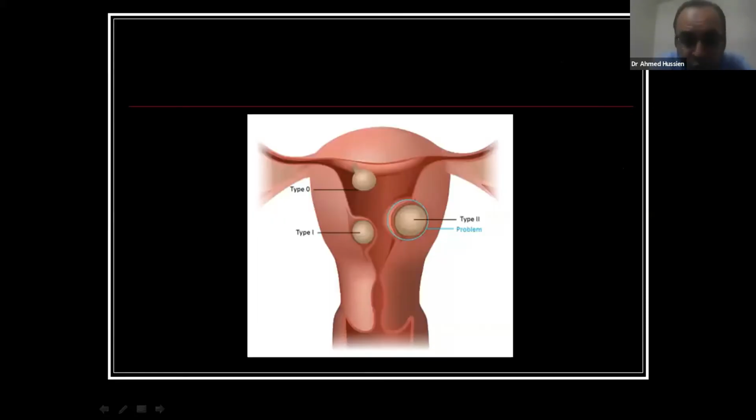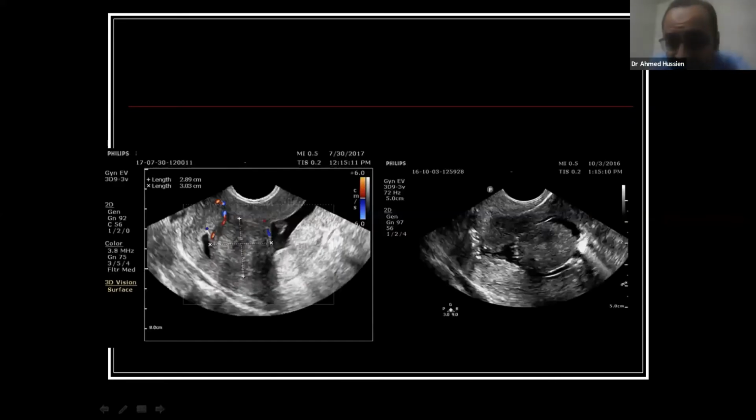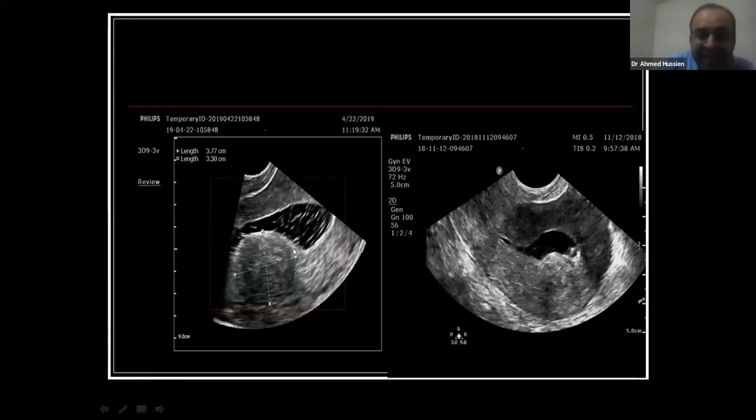When you diagnose submucous myoma, you should know the type of submucous myoma, either type 0, completely in the cavity, type 1, more than 50% in the cavity, and type 2, less than 50% in the cavity. Saline infusion sonohysterography allows you to know the type, like these cases, totally in the cavity, type 0 myoma, and type 2 myoma, less than 50% in the cavity, and this is a difficult case in hysteroscopic management.